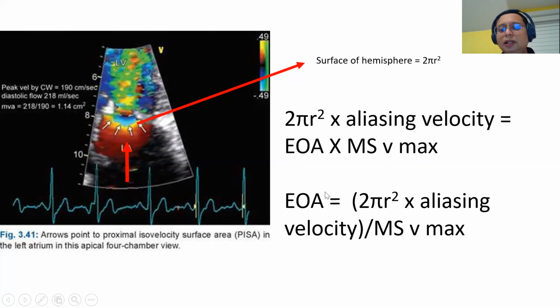Remember that you use all the symbols in centimeters. Okay, change everything to centimeters, right? So then you can get your effective orifice area. So there are two ways. One is the continuity equation between two valves. The other one is by using PISA.